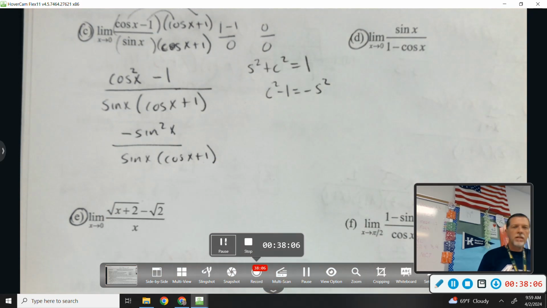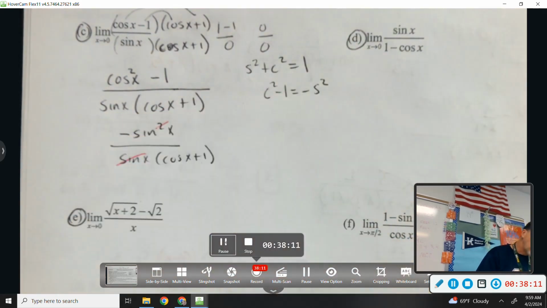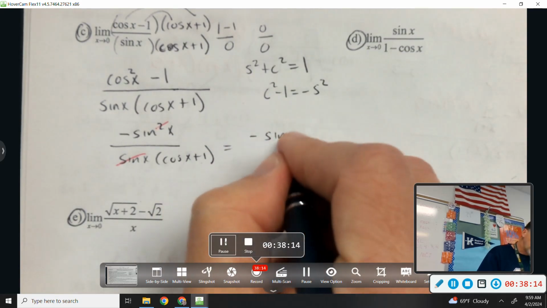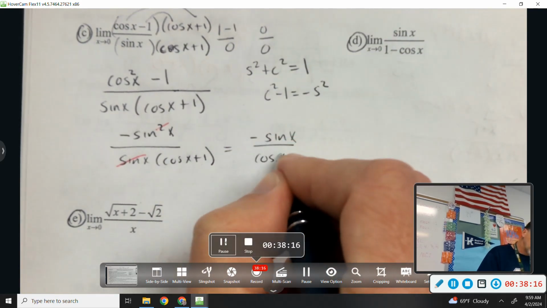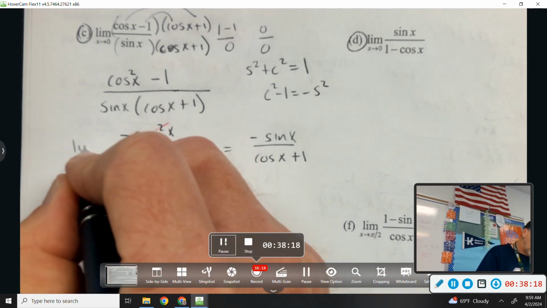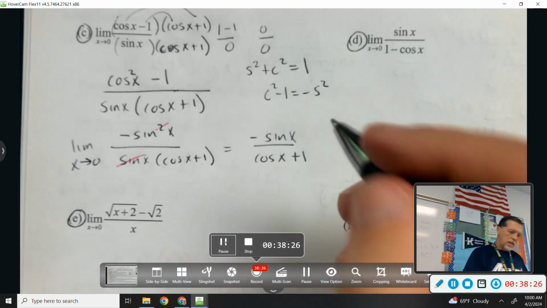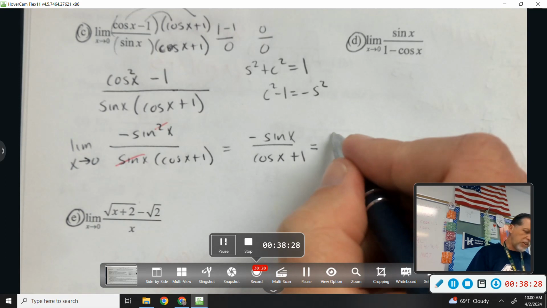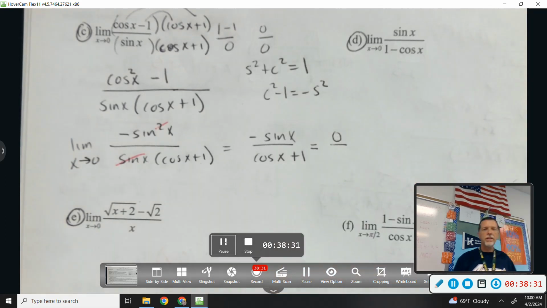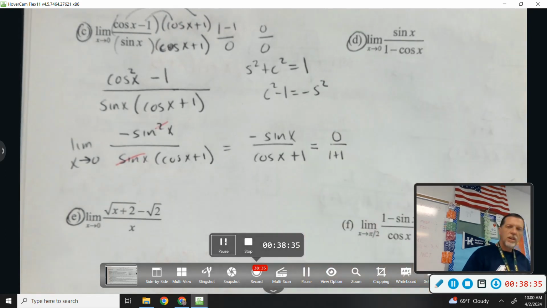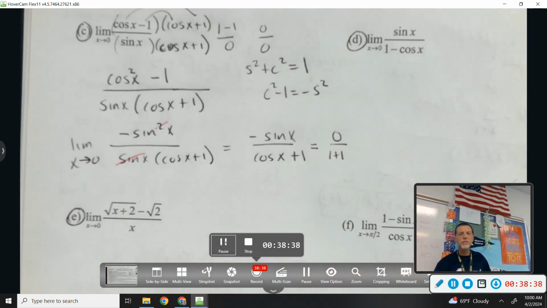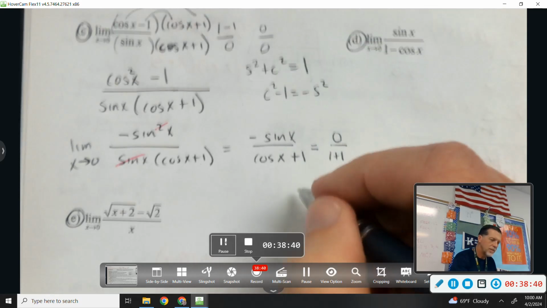Okay, so now one of the sines will cancel. So negative sine of x over cosine x plus 1. Okay, so we got something to cancel. That means let's try again on the substitution. Sine of 0 is 0. Uh-oh, I'm worried. Cosine of 0 is 1. Okay, we're fine. 1 plus 1 is 2. And 0 divided by 2 is 0.